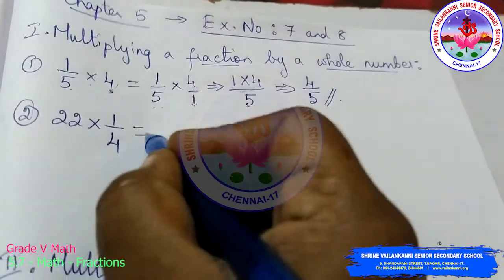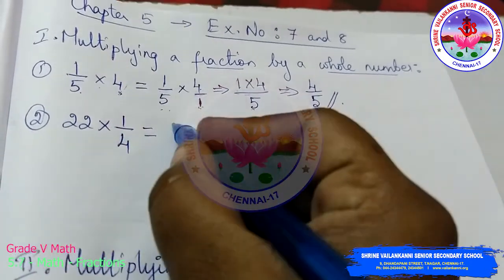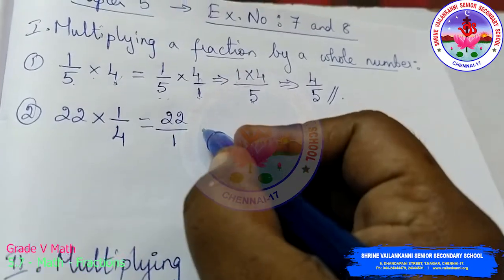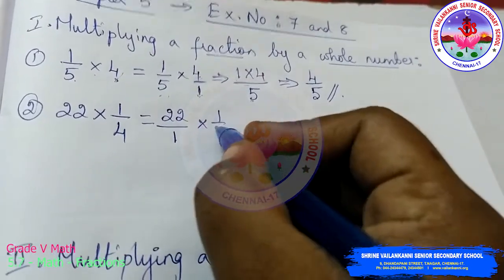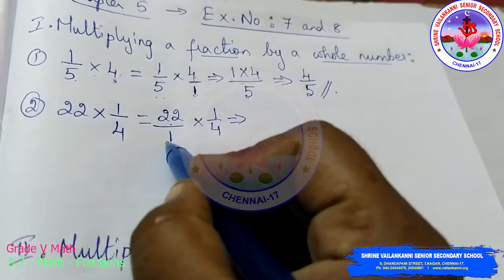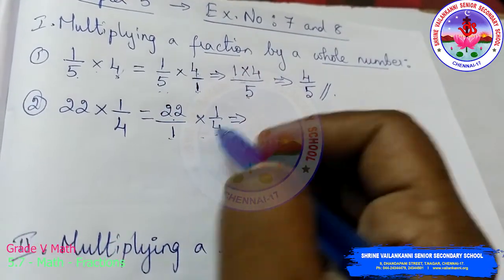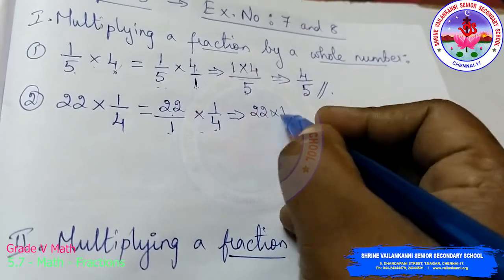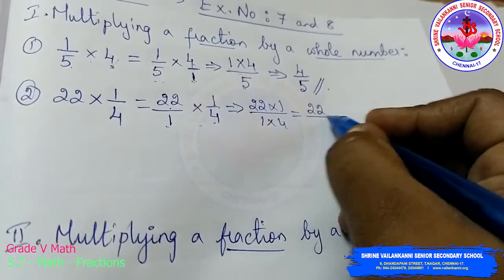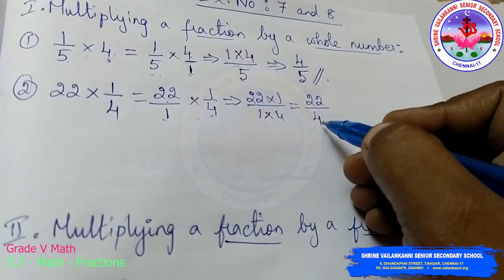So next, 22 into 1 by 4. I told you 22 is a whole number, so you can consider 22 as the numerator and the denominator as 1. Now multiply the numerator and numerator, and the denominator and denominator. As we did here, the same thing we are going to do. 22 into 1 by 1 into 4. So 22 into 1 is 22, and 1 into 4 is 4. So here we get 22 by 4.